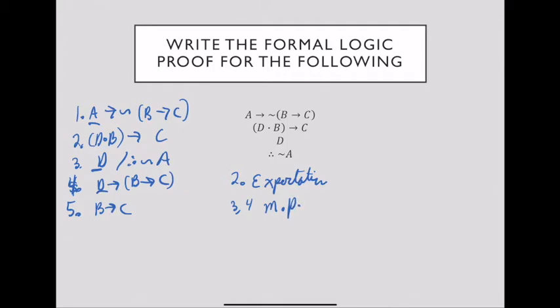Okay, but now I don't have B implies C. I have a not B implies C. So I can switch this up using transposition. Did I say that right? Yes, transposition. So 6 is going to be the row 1 transposition. And what that rule is: P implies Q is equivalent to not Q implies not P.